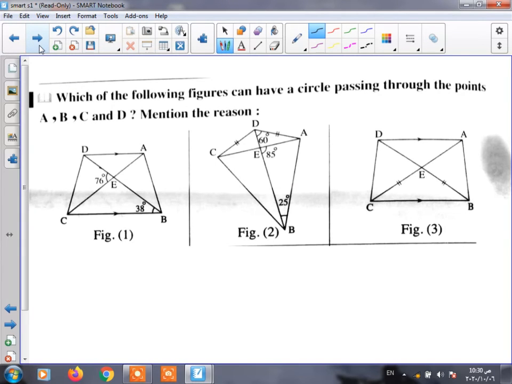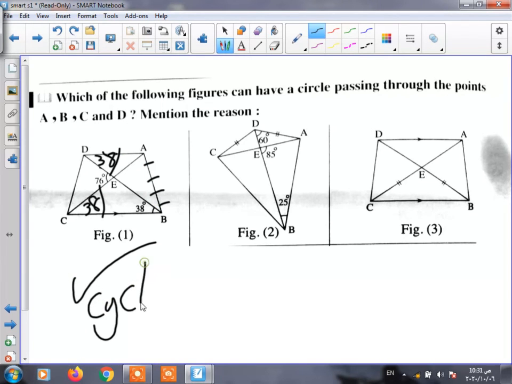Which of the following figures can have a circle passing through the points A, B, C, and D, and mention the reason? Tell me which of these could be a cyclic quad. Look here, this line is parallel to this line, so this angle equals 38, alternate, right? So here 76. That means this is an exterior angle, so we subtract 76 minus 38, and we get that it's also 38. So we have two angles that have a common base and have the same measure, 38. So this is a cyclic quad.